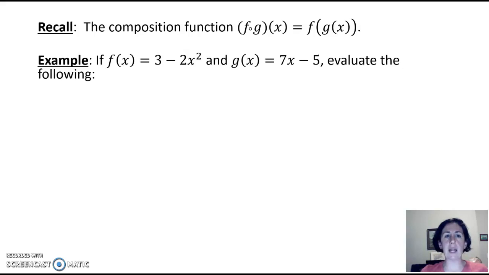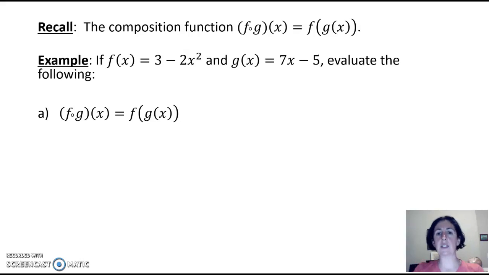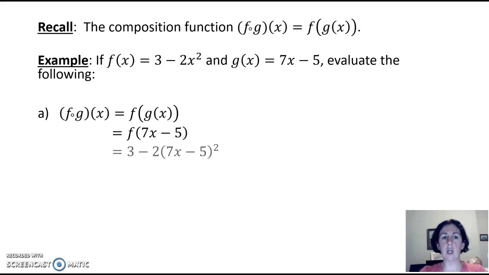So for example, if we had f of x was 3 minus 2x squared and g of x was 7x minus 5, if we wanted to do f composed with g of x, that means we would do f of g of x. So into f, we will put the entire g function. Well, as you can see, g of x is 7x minus 5, so into f, we're going to put 7x minus 5. What does f do? F is 3 minus 2 times your input squared.